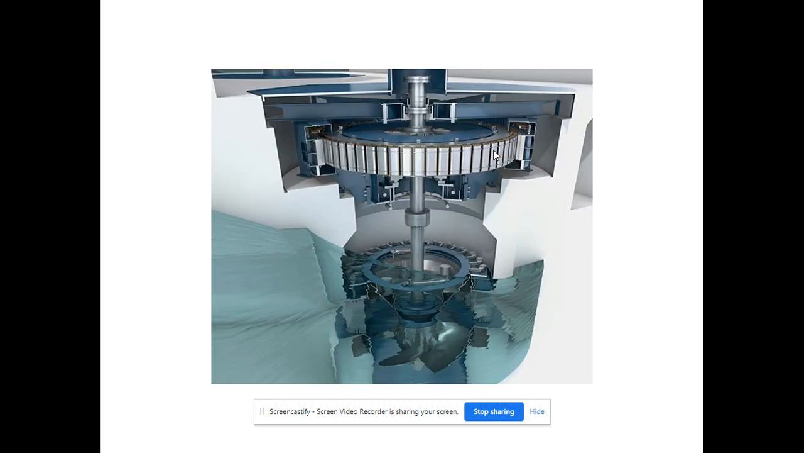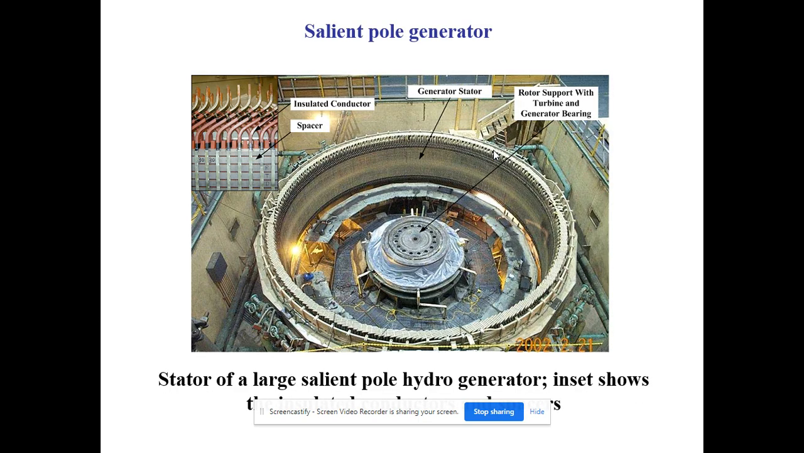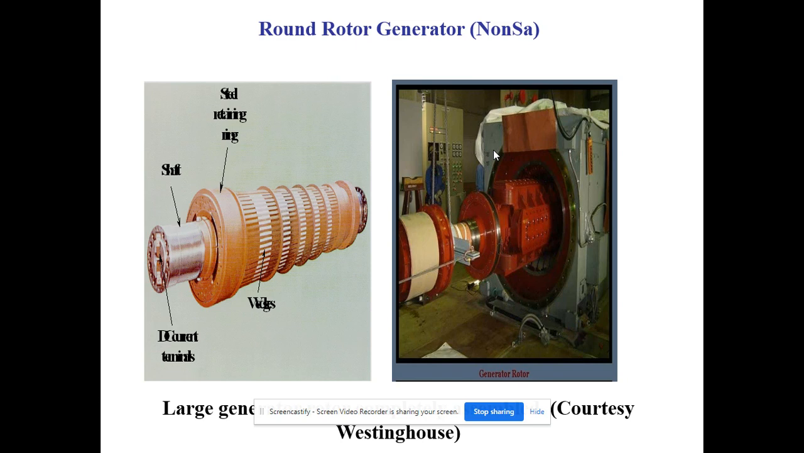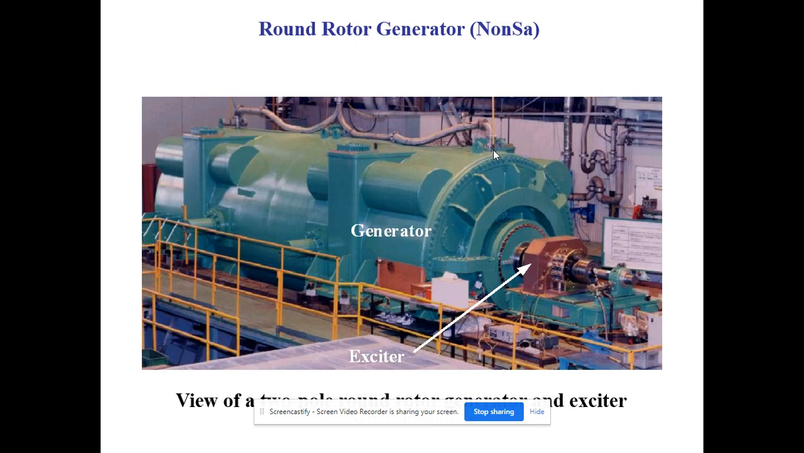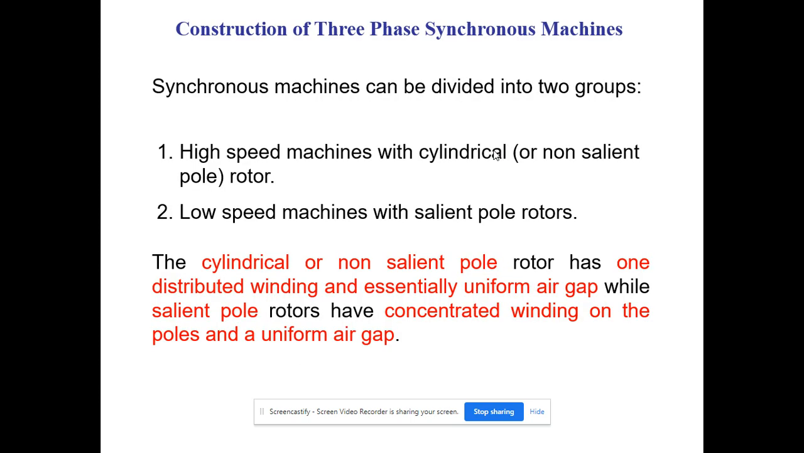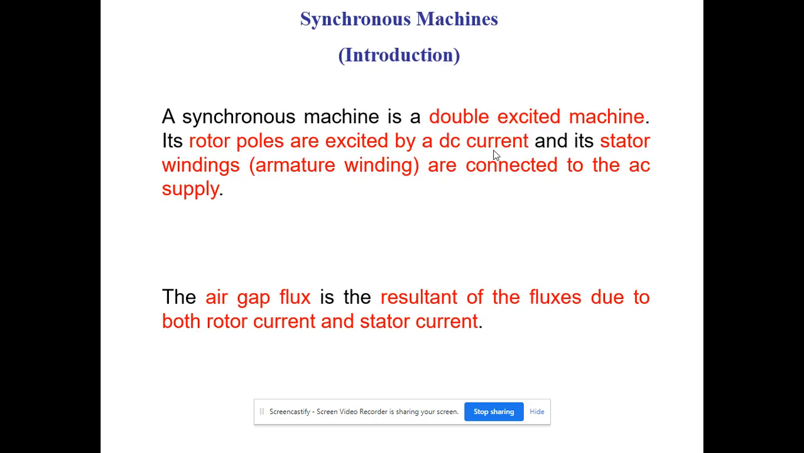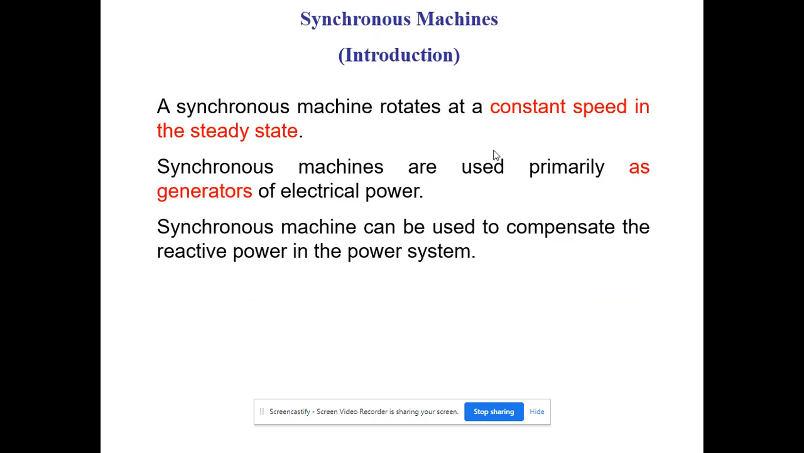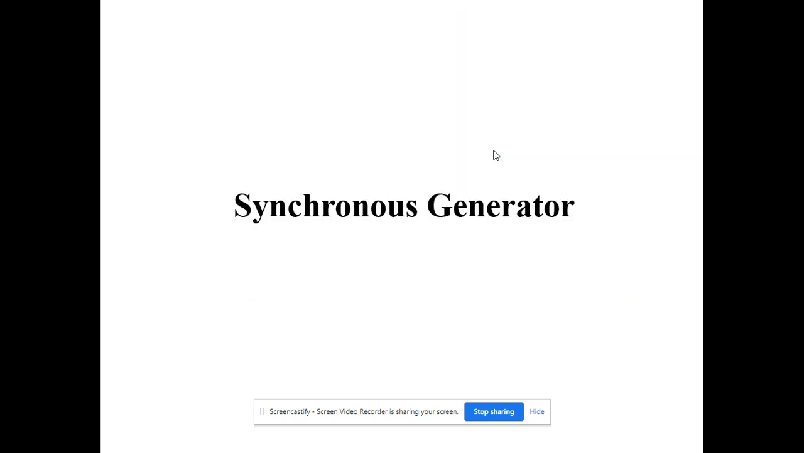This is the non-salient pole type, and this is the salient pole type. The difference between these two types is that the non-salient pole is called the high-speed machine, and the salient pole is the low-speed machine. So this is the information about the synchronous generator. You got some information about the synchronous generator.